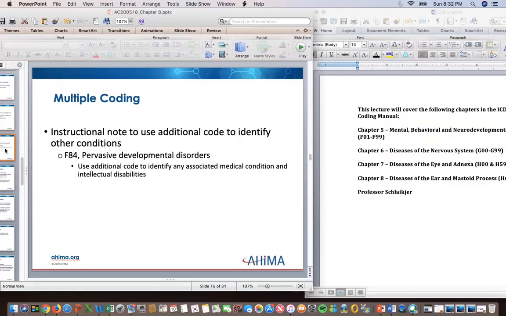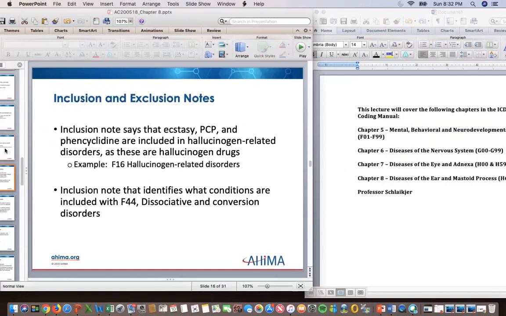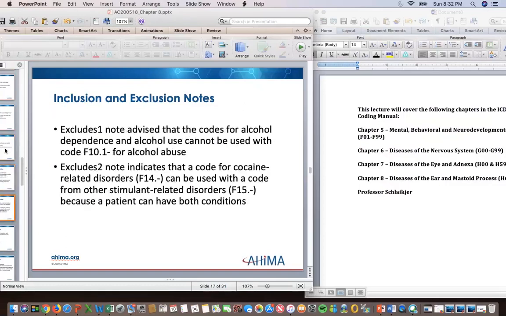You'll read through. There are multiple notes to that, and there's 31 slides here, so we'll read through some of these. Inclusion notes say that ecstasy or PCP are included in hallucinogenic related disorders, as these are hallucinogenic drugs. Excuse me. Inclusion note that identifies what conditions are included with F44. So open up your coding manual and hit that F44, dissociative and conversion disorders.